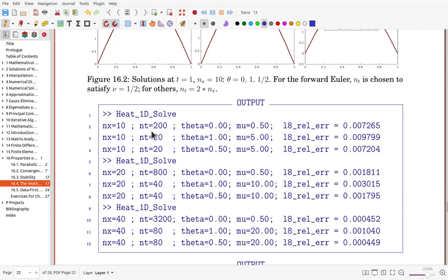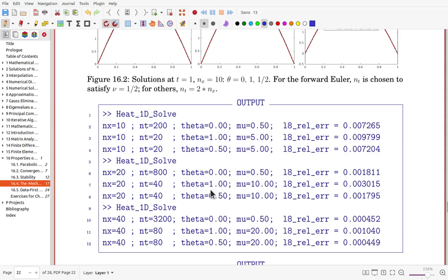once nx is 10, then for the method you have to choose 200 points, so that eventually mu must be bounded by 0.5. That is the forward Euler. This one is now the Crank-Nicolson, and we have the corresponding error. And also when we define the mesh so that now nx is 20, then you have to choose this number for the method to satisfy this stability condition. For the others, now mu becomes very large.